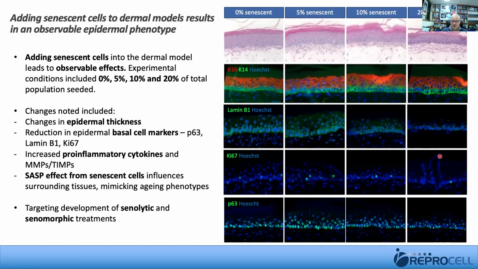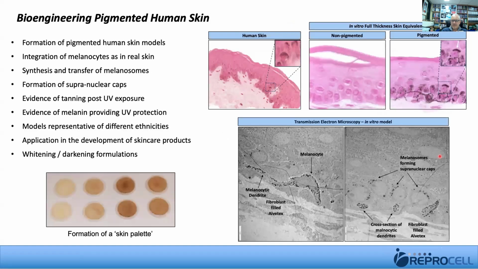This is through the bystander effect and release of the SASP from the senescent cells, and that leads then to the development of senolytics and xenomorphic treatments, which are a new area of cosmetics used for aging skin. So you can use this platform for exploring and investigating those particular types of product.